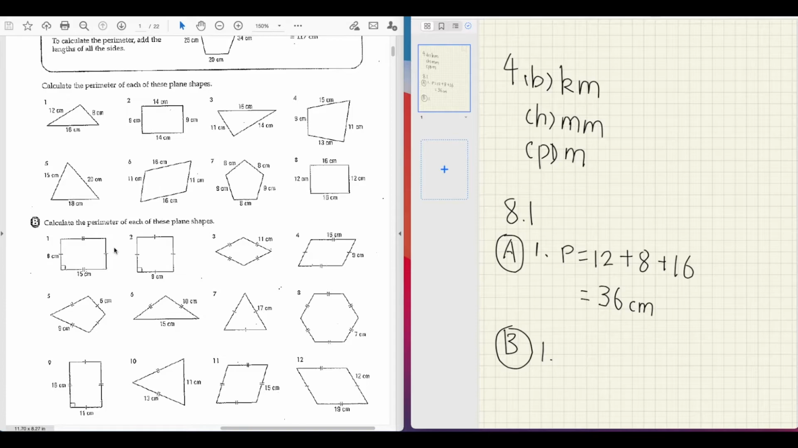So to find the perimeter, we add up all the sides. So we can do 8 plus 15 plus 8 plus the 15. Okay. So perimeter is equal to 8 plus 15 plus 8 plus 15. Okay. So once we do all that, what we should end up with is, now you can do this in your head or use a calculator, 46 centimeters.